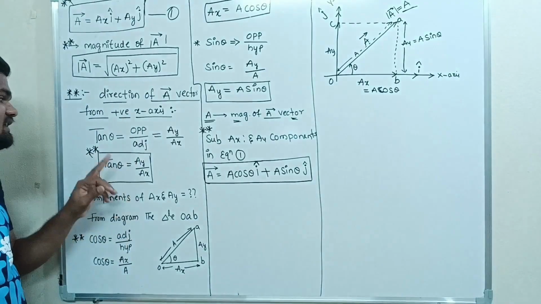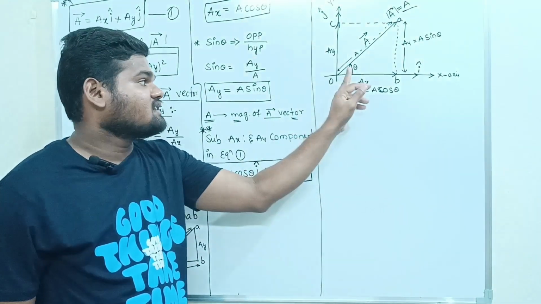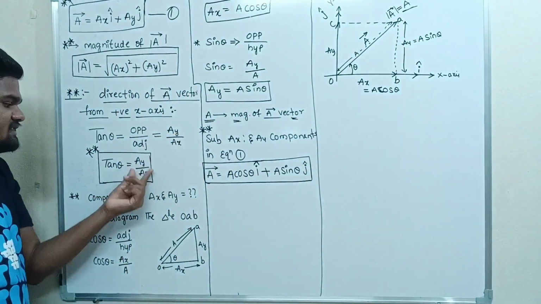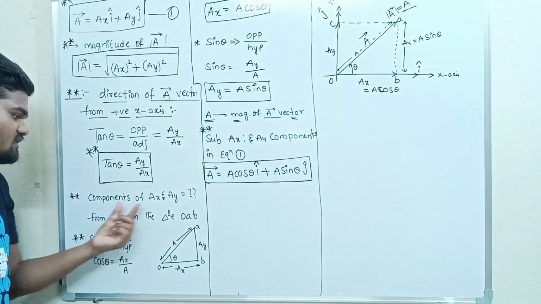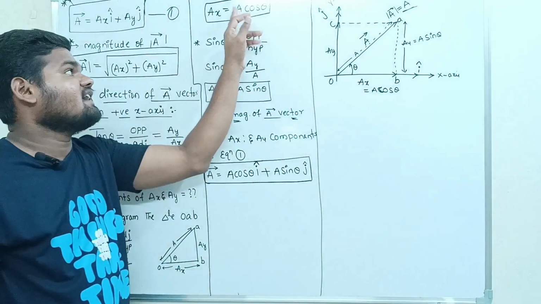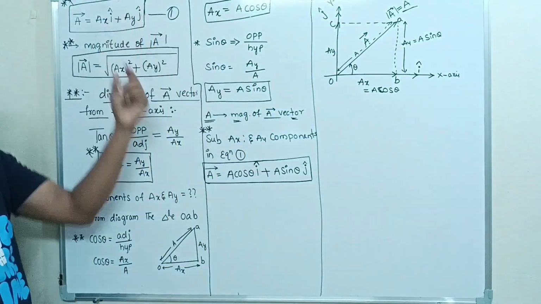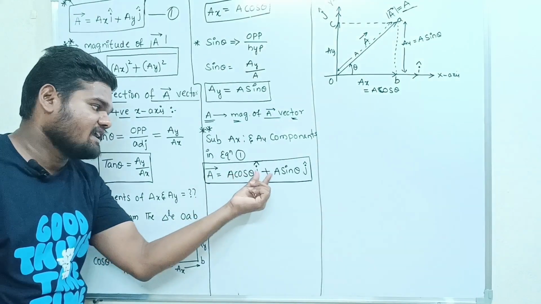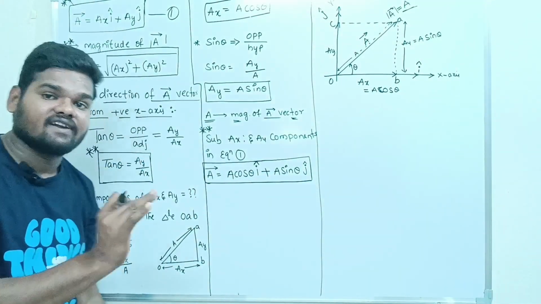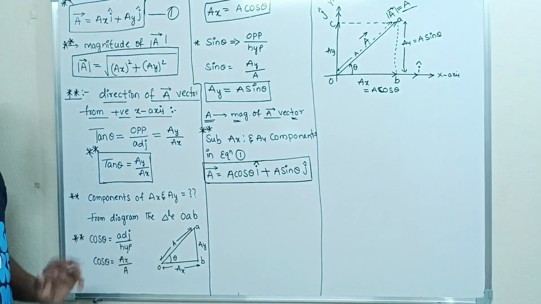How to find the direction? Direction can be given by tan theta from the positive x-axis. So tan theta is equal to opposite side by adjacent side, that is AY by AX. So the components of AX and AY are A cos theta and A sin theta. After substituting these two in equation 1, we get A bar is equal to A cos theta I cap plus A sin theta J cap. Is it clear? Any doubts? Right. So pause the video and write the notes clearly.